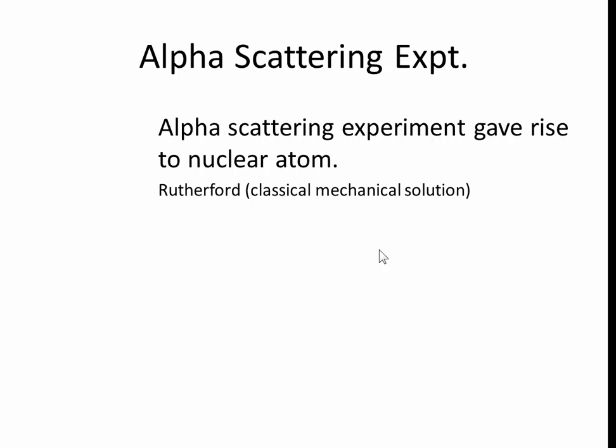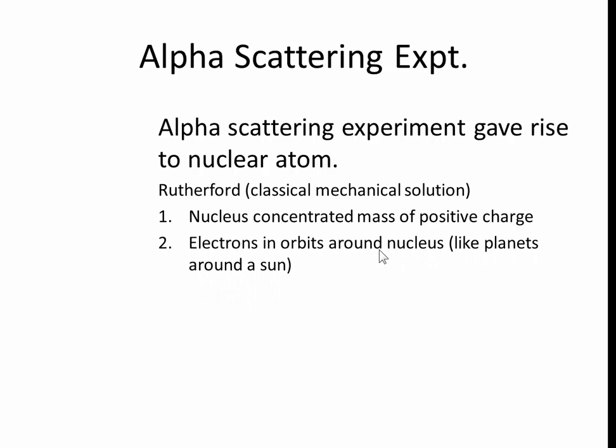So Rutherford made this interpretation. He saw it like a kind of mini solar system, and it's called the classical mechanical solution. So the nucleus with a concentrated mass of positive charge, that's what he concluded, that the electrons were basically in orbits, a bit like planets around the sun. The electrons were in orbits around the nucleus. They could go in any orbit and go anywhere. They can take any orbit. That was what Rutherford saw as being the solution.